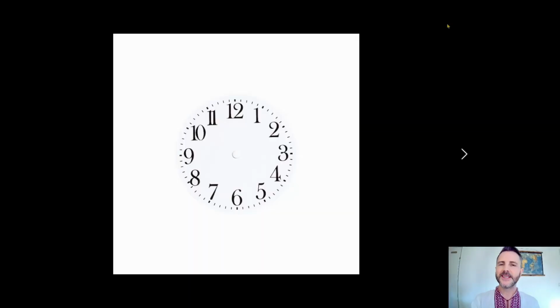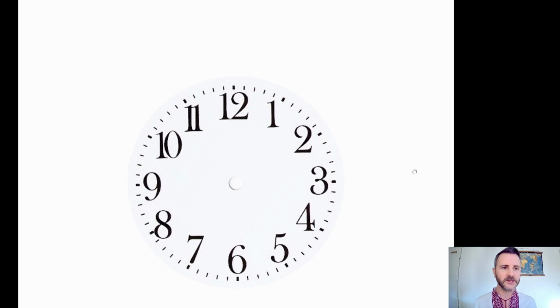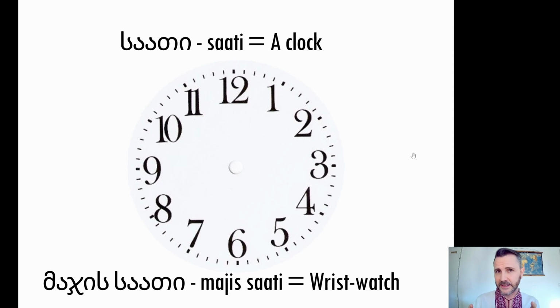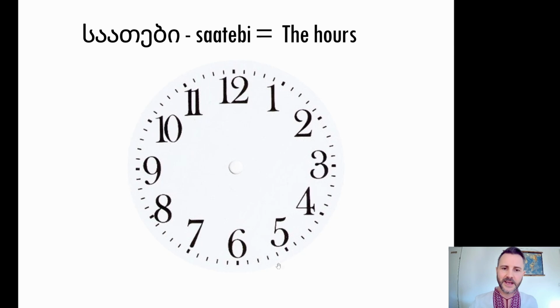Slide 1 is just a clock because I don't want to start overloading you with a specific time yet. Let's just look at the basics and how we're going to get Georgianized. This clock is a sati. This is a Maji sati, it's a wristwatch. These are satebi. Satebi are the hours on the sati.